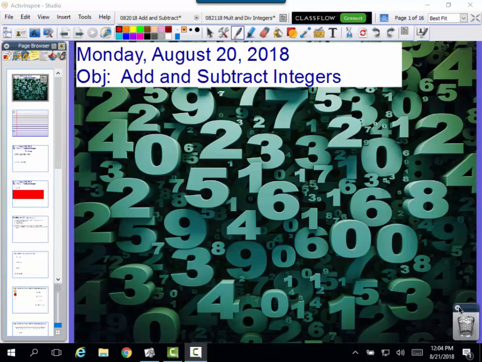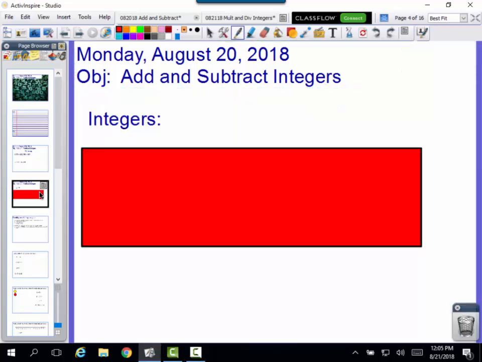Hello class. Today we're going to talk about addition and subtraction of integers. So let's take a look at what integers are. Integers are a set of numbers, and we've got a couple of sets of numbers that are ahead of them.